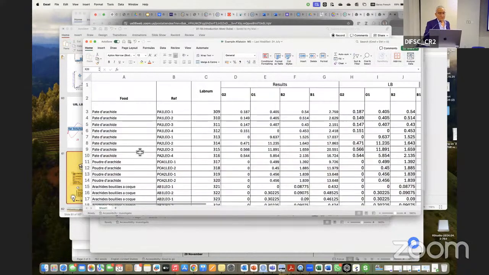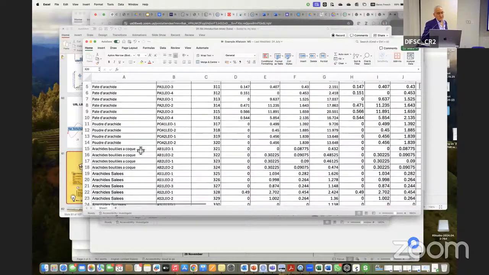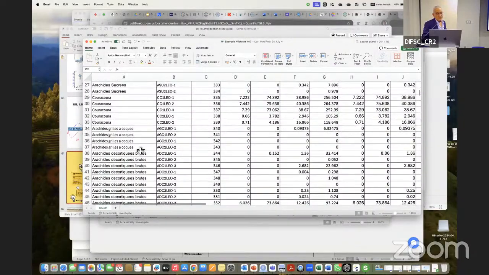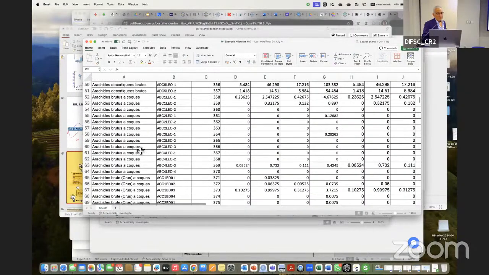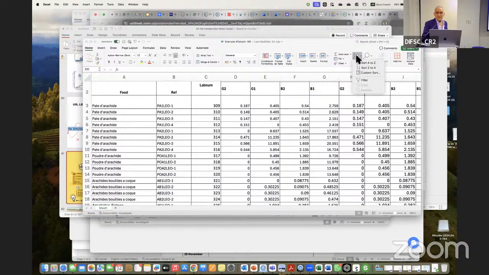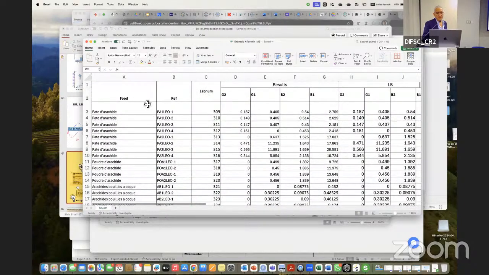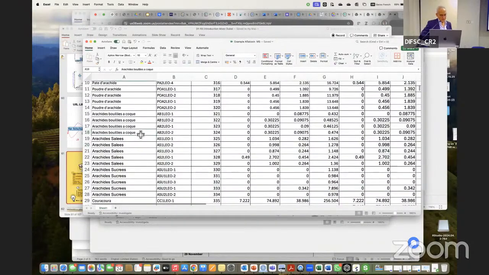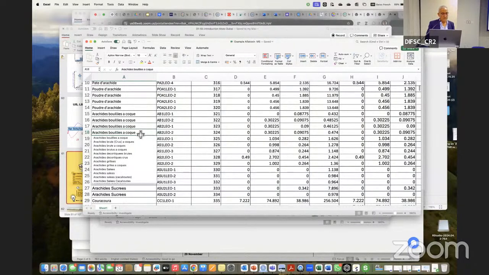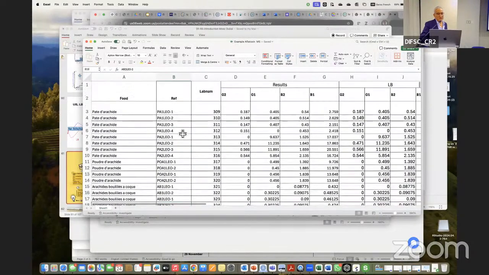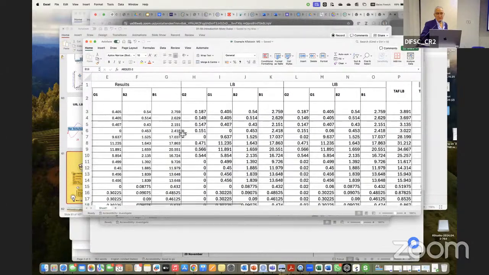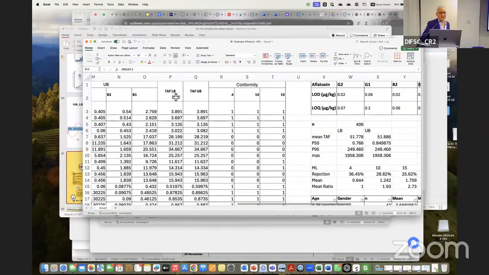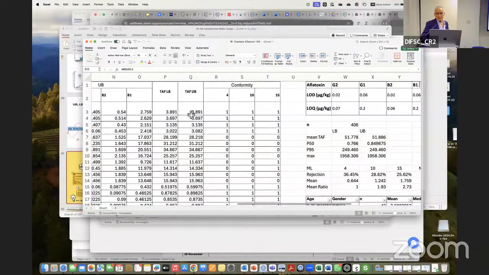Those data are new, coming from Africa, about aflatoxin. You have different foods and different products. You have different aflatoxins here. We calculate the total aflatoxin with LB and UB.